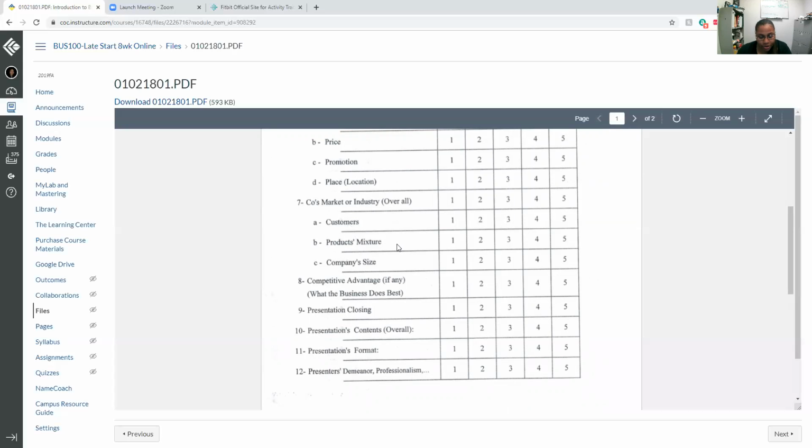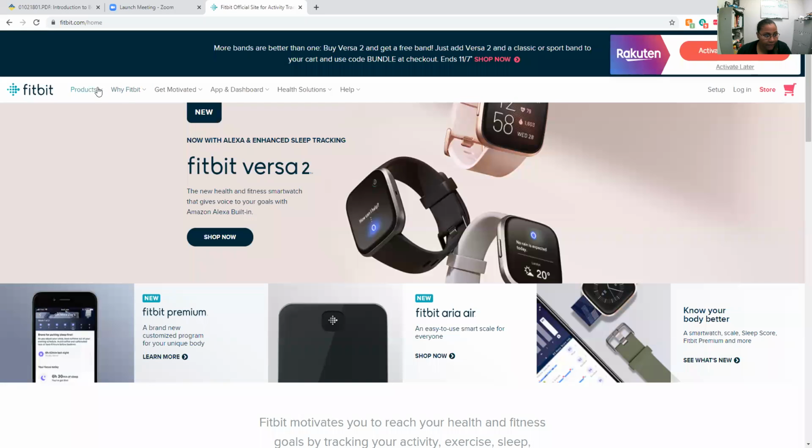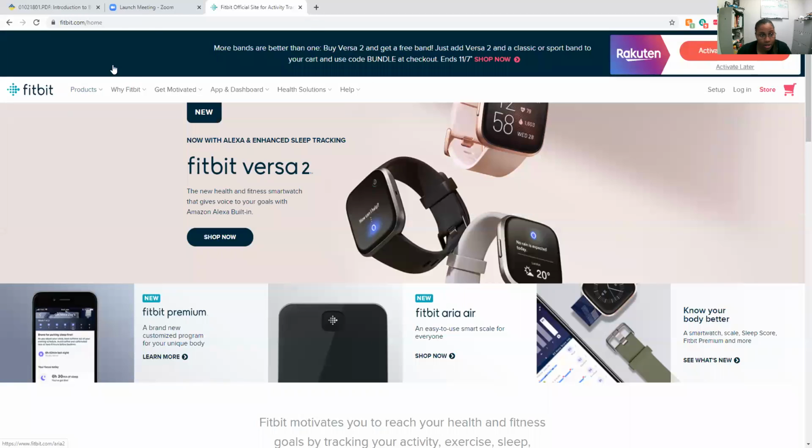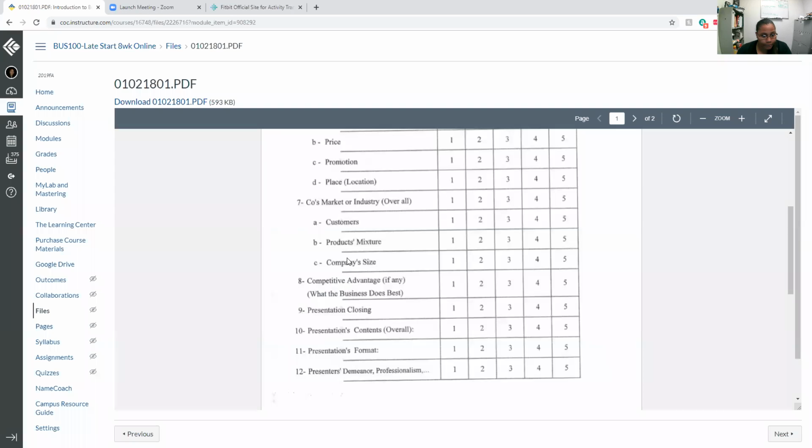What is their company mixture? Well, we saw that they have smartwatches, fitness trackers, and additional things. Smart scales, accessories, right? That's the different product mixtures. You do not have to name all individual items that they sell. Same thing with General Motors. Same thing with Procter & Gamble. Procter & Gamble have hundreds of products. Give me like the top 3, guys. Otherwise, y'all gonna be still working on this after the semester ends.